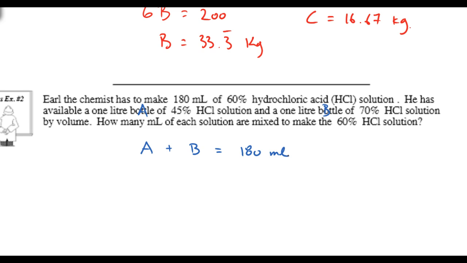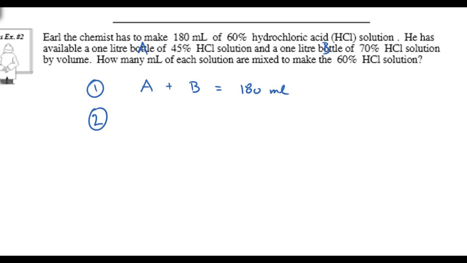Now the concentration equation, so let me go ahead and label this one 1 and this one 2. The concentration equation is going to be a little bit harder. The key thing to keep in mind here is that if there's 60% HCl solution, that means there's 40% of other things, usually water. So in these bottles, there's 45% HCl and then 55% water, and so on.